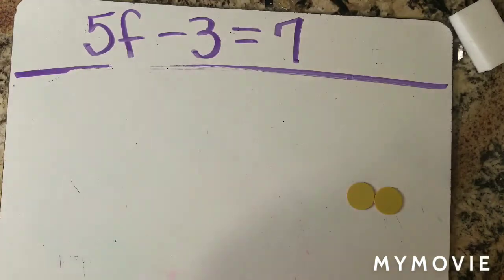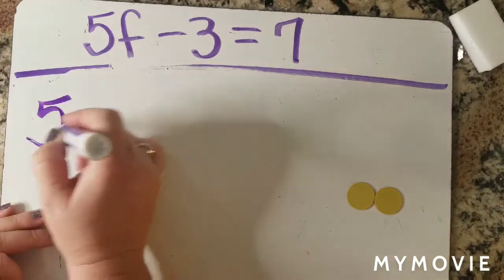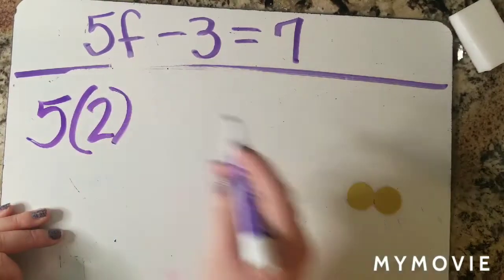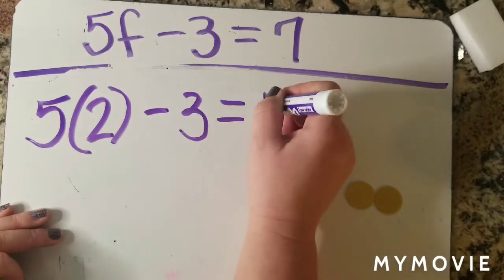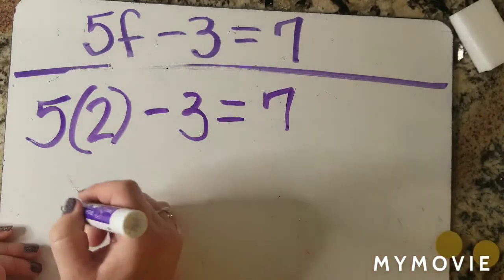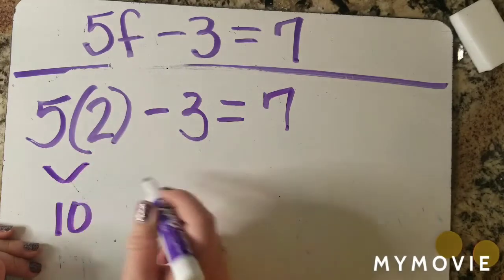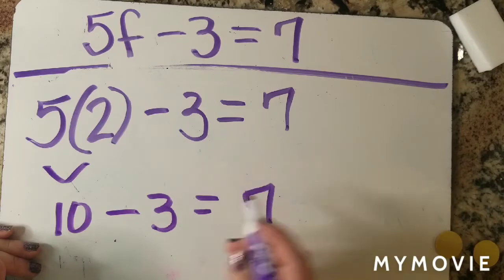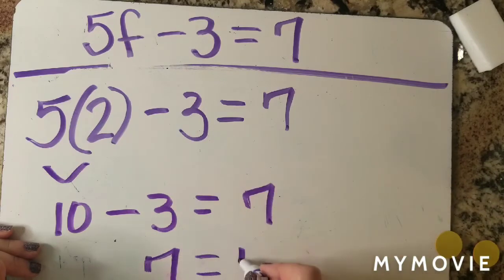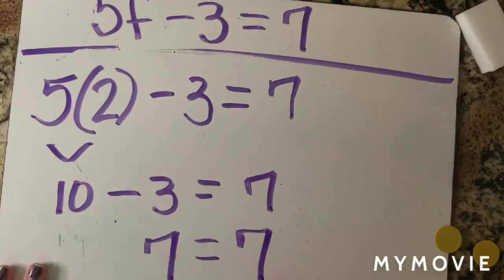So let's put that back in our equation and see if that works. 5 times 2, because F equals 2, minus 3 equals 7. And let's see if that works out. 5 times 2 is 10, and 10 minus 3 does equal 7. So 7 is equal to 7. So we are correct. Okay, let's try another one.